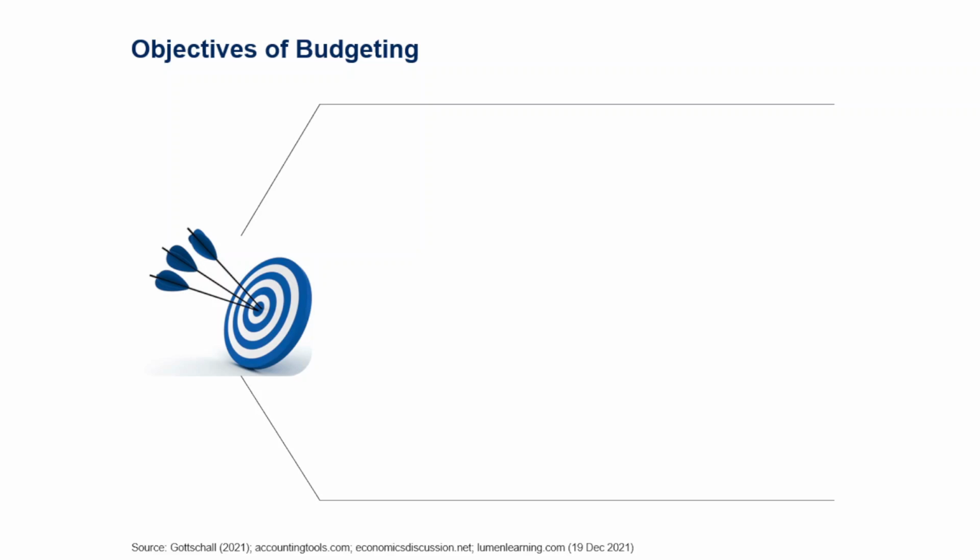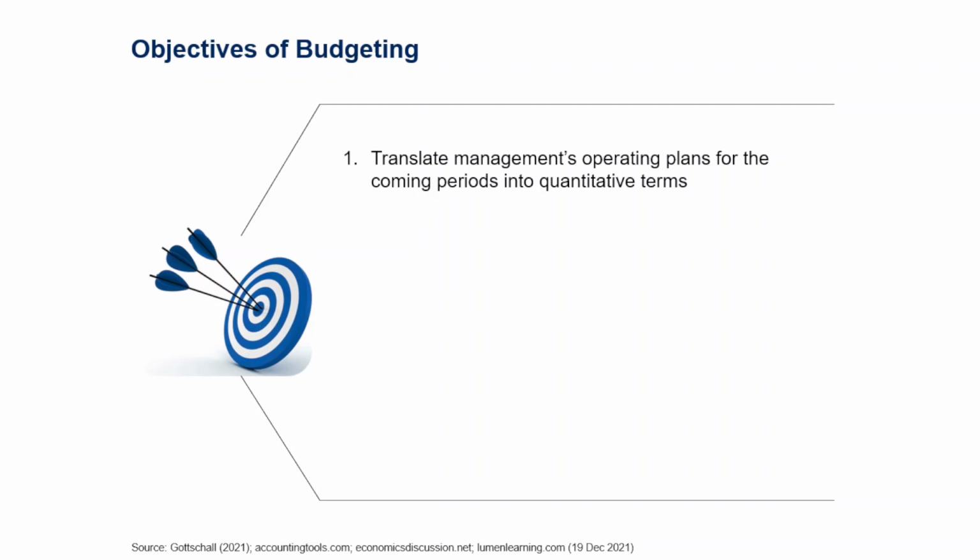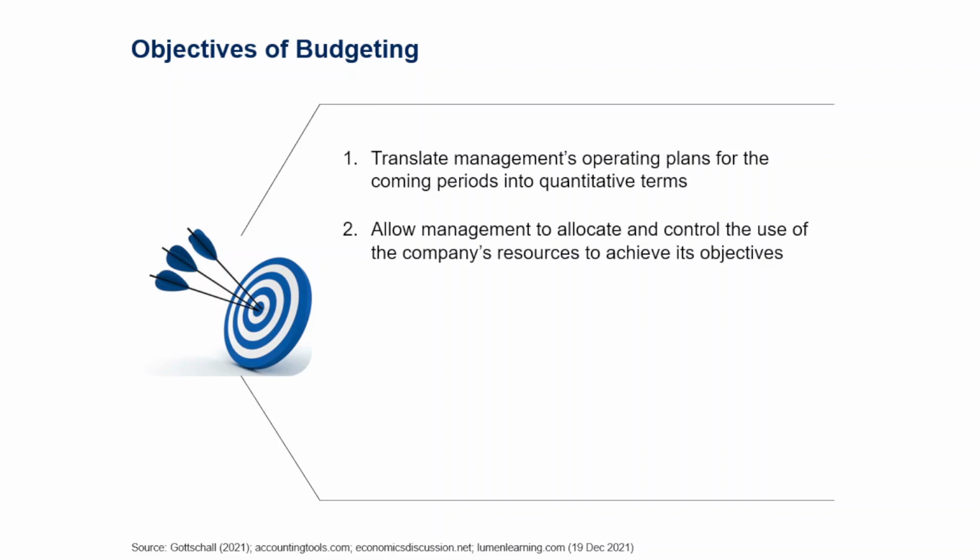Now, what are the objectives of budgeting? Why do we have to do this? Why is this so important? First, the budget translates the management's operating plans for the upcoming periods, for the next couple of years, into quantitative terms, so into financial terms. That's very important. The second step is, once this quantification has happened, it allows management to allocate and to control the company's resources according to the plan. And ideally, if we control it well and if we allocate it well, we can achieve our objectives.